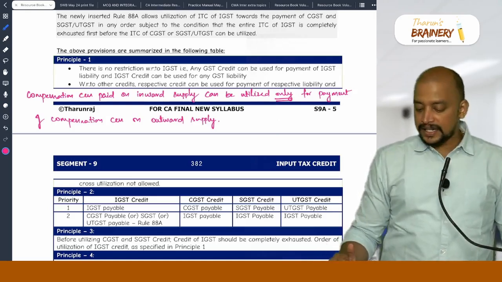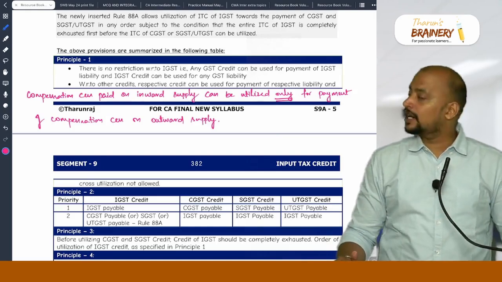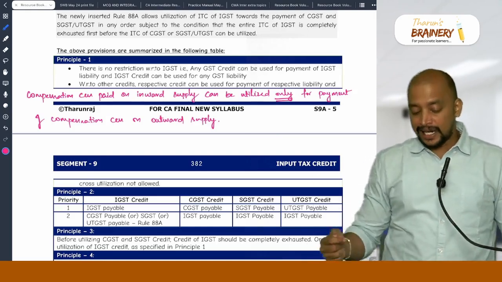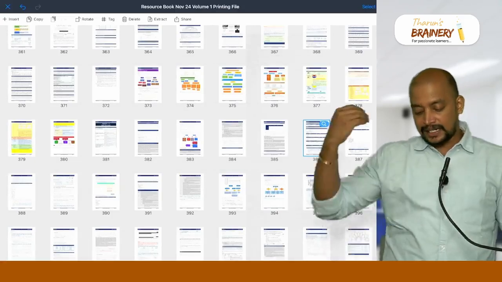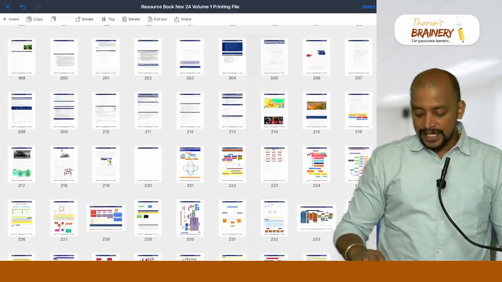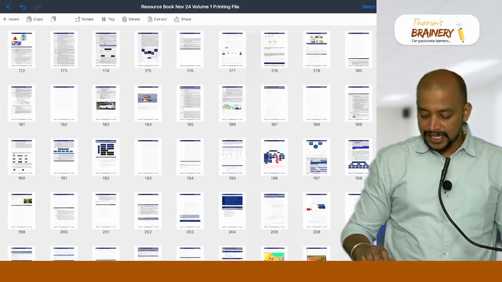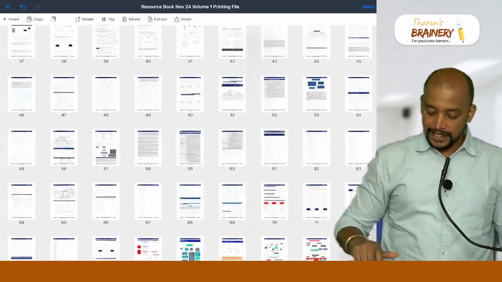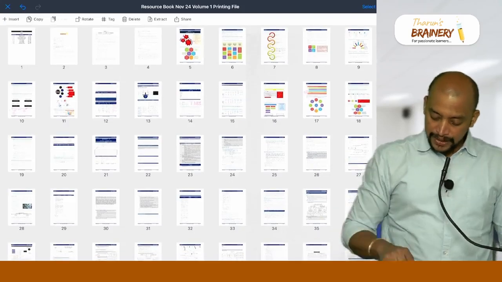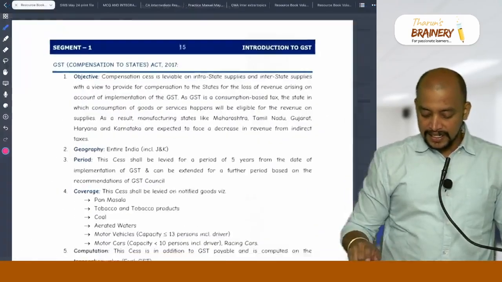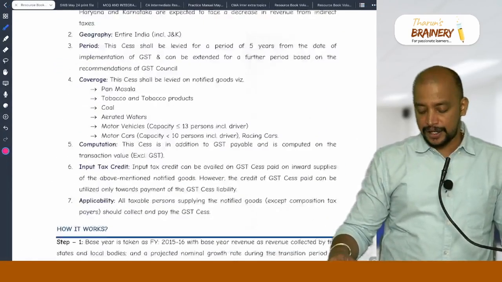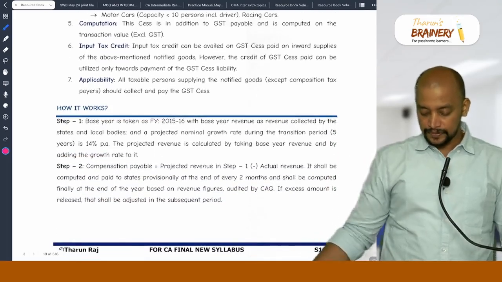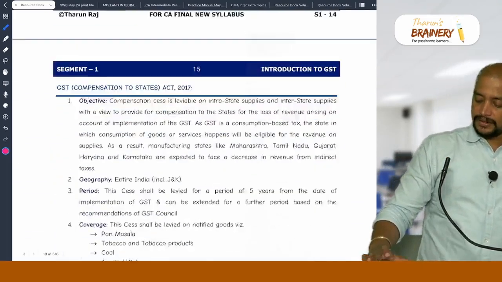So where is this information given? Is it given in section 49? No, it's not given in section 49. It is given in the separate law, that is GST Compensation to States Act 2017, but I just connected it there related to the manner of utilization. So please come back to this page. We were discussing about compensation cess, now come back to this page, that is page number 15.